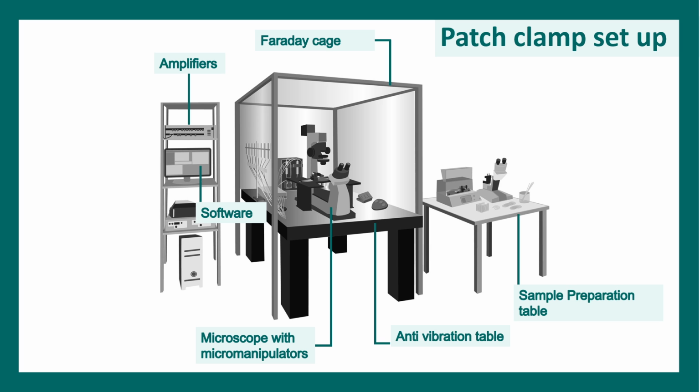Then there is a sample preparation table where you prepare the samples, you bevel your electrodes, all of these things are there. And inside the Faraday cage, you can see on the left hand side there is a perfusion setup. That means you can run several solutions through your chamber. For example, KCl, NaCl, or several salt solutions, toxins, other pharmacological drugs, agents, etc.